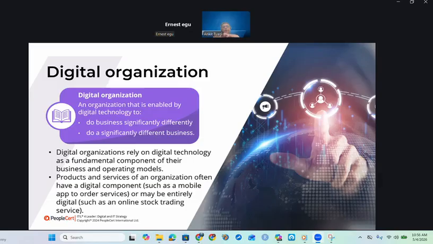Then products and services of an organization often have a digital component, such as a mobile app to order services, or maybe are entirely digital, such as an online stock trading service. Of course, you would see many mobile apps nowadays to order food, to order products, to do shopping, to get in touch with service providers, multiple things an app can do, right? So that can be a digital component of an organization, or could be an entirely digital organization itself, like online stock trading companies or online stock trading services.